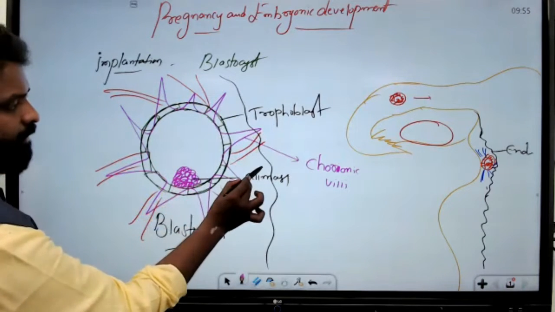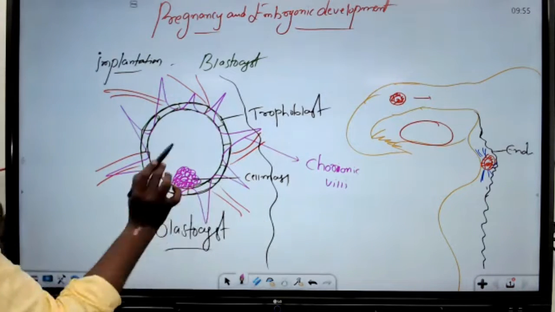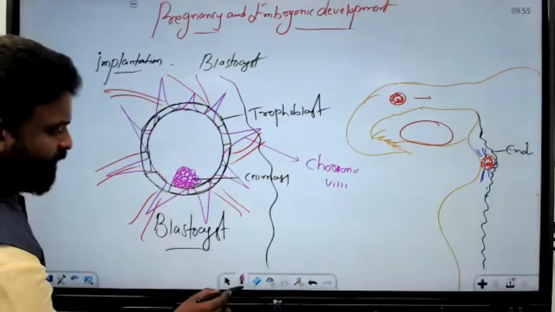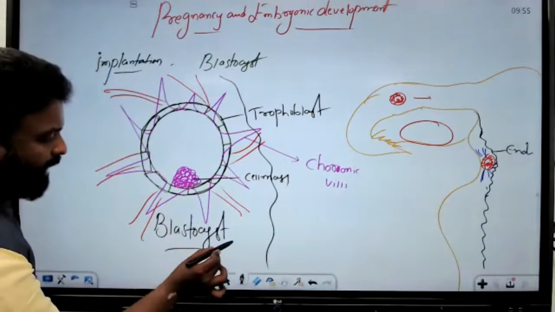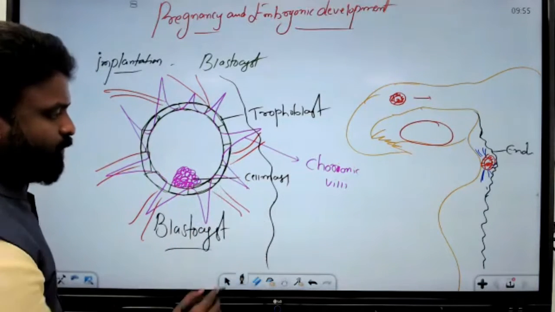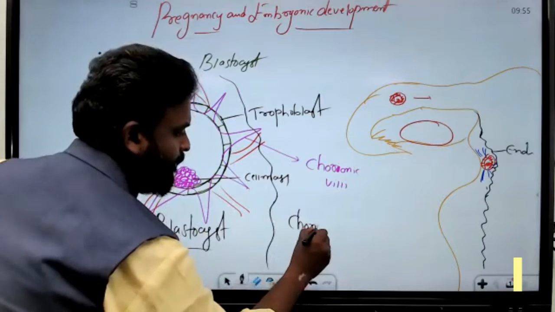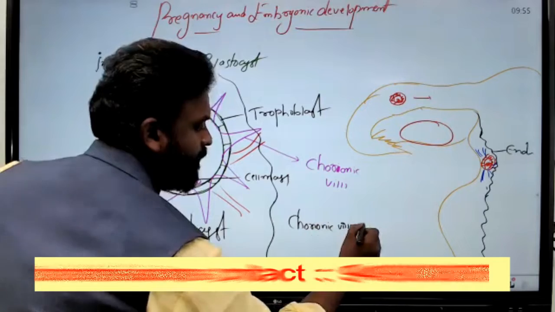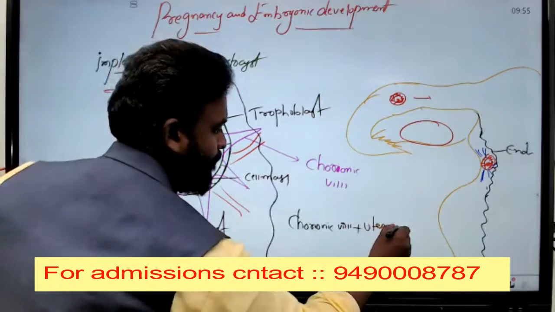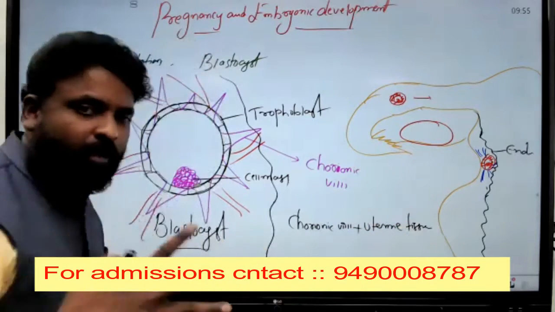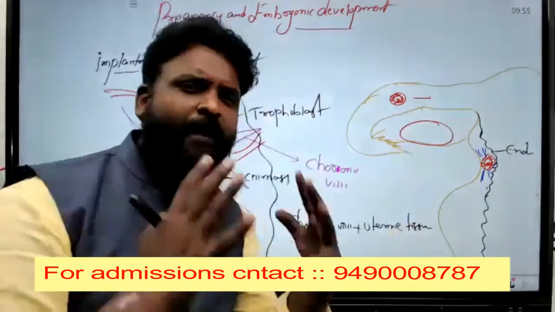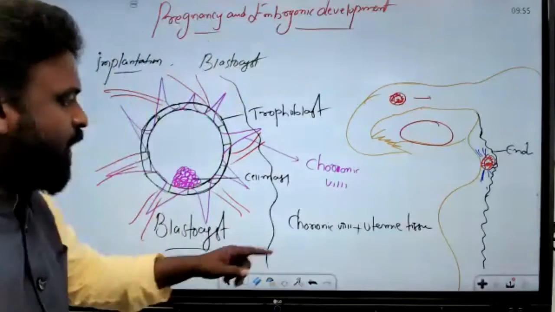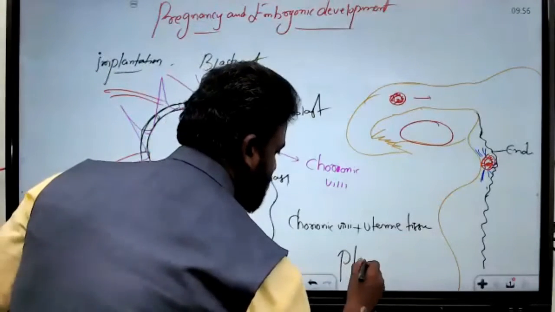What is the layer here? Endometrial tissue, right? It's a part of tissue and it's a blood vessel. Good. Now, what are the finger-like projections? Chorionic villi. This chorionic villi is interdigitated with the uterine tissue. Chorionic villi plus uterine tissue, both interdigitated, together form a structural and functional unit between mother and embryo. This is called what? Formation of placenta.